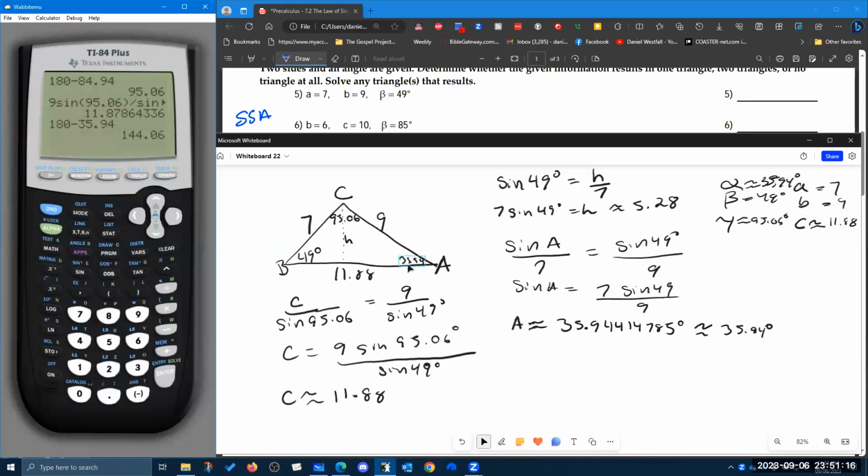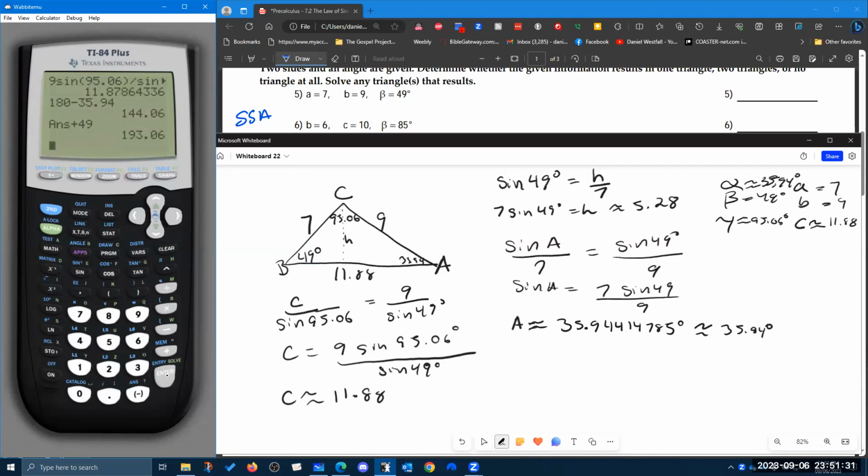That gives us what the other angle could be over here that has the same sine value. And then I'm going to add the known angle of 49 degrees. And oh, that's bigger than 180 degrees. So I'm going to stop.